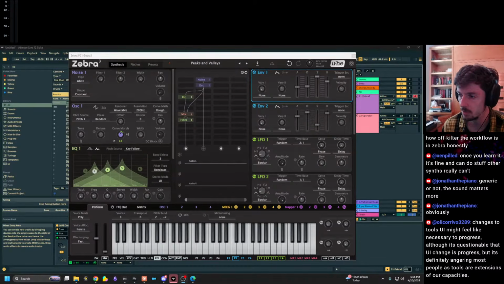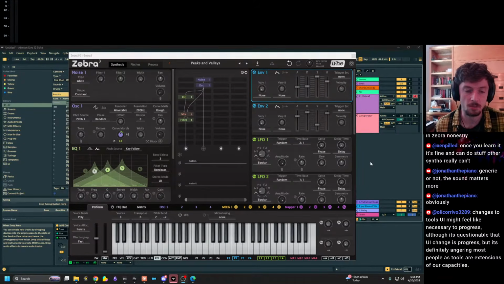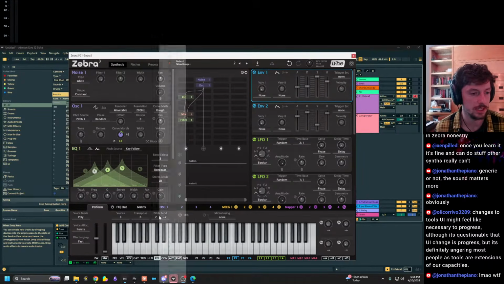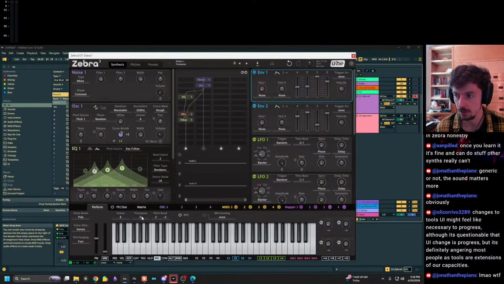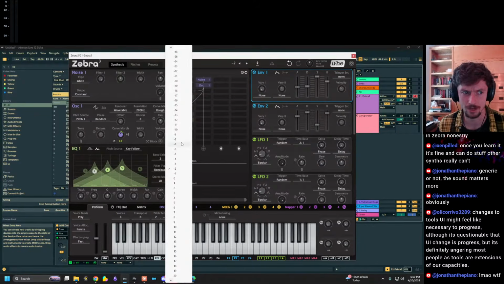Changes to tools' UI might feel necessary to progress, although it's questionable that UI change is progress. It's definitely angering most people, as tools are extensions of our capacities. I mean, again, the aesthetic doesn't matter. I'm just concerned already that there are some extremely obvious things they should fix, and they didn't, and they just prioritized making it look like Vital. But I've been playing around with this for like 10 minutes, so I don't know. I'm just finding things that are kind of heinous.